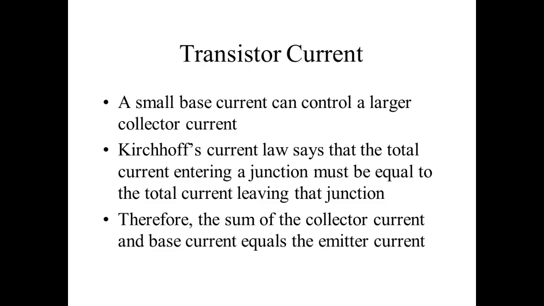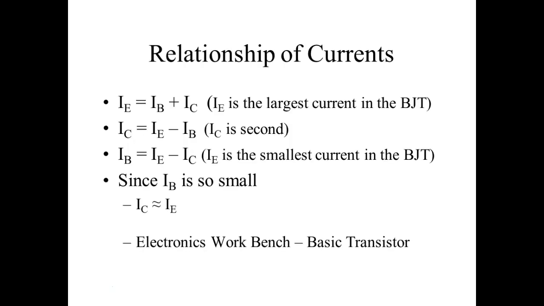Emitter current, base current, or collector current? Which is the highest? Emitter current is the highest. And so these are the basic formulas which the book doesn't teach, but it's pretty straightforward. So IE is equal to IB plus IC. IE is the largest current in the BJT. IC is the second one. It's equal to IE minus IB. And so all we're doing is rearranging the first equation. So IB would be equal to IE minus IC.